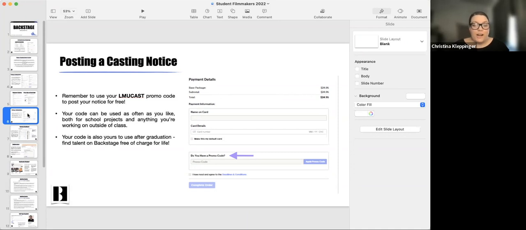Obviously, we want you to use it for anything that you're shooting for the program or for class, but also we know that film students are never just working on the projects that they're working on for class. So anything else that you're working on, go ahead and use that promo code for it too. Just be clear in your casting notice itself if it is a student film, something you're turning in as part of the program, or if it's something you're working on the side.